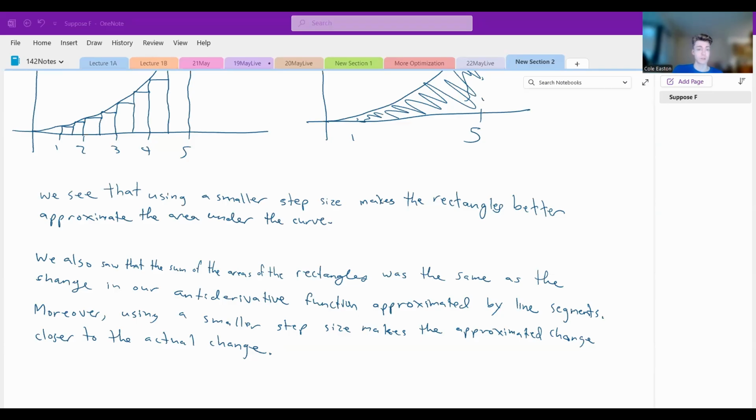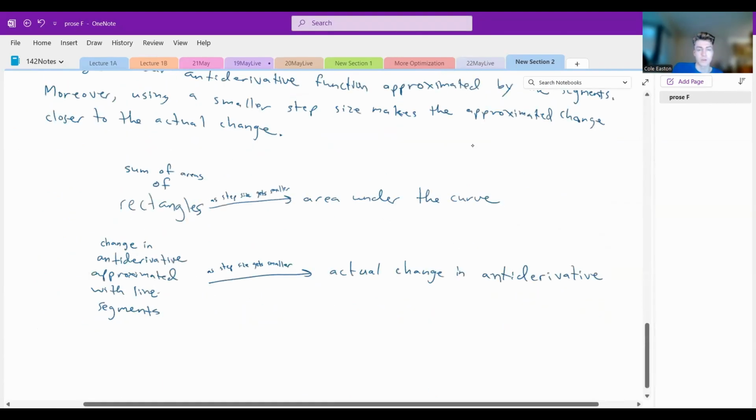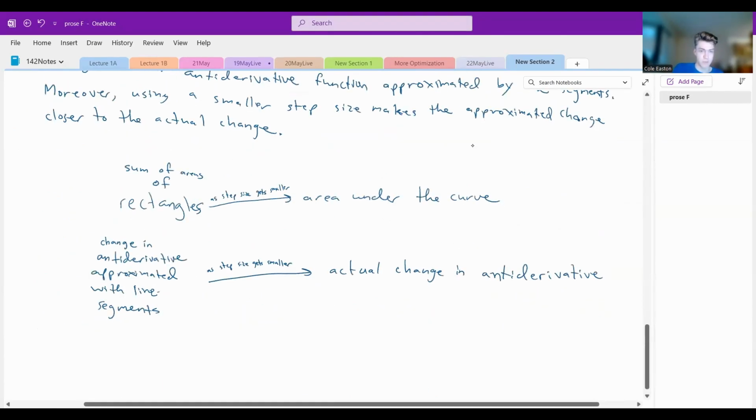We also saw that the sum of the areas of the rectangles was the same as the change in our antiderivative function approximated by line segments. So we have this relationship that the sum of the rectangles, as the step size gets smaller, is going to approach the area under the curve. And the change in the antiderivative function, when approximated with line segments, as the step size gets smaller, is going to approach the actual change in the antiderivative. But we saw that these two things are equal, which means that I could just change their place in this diagram, and this relationship would still be true.